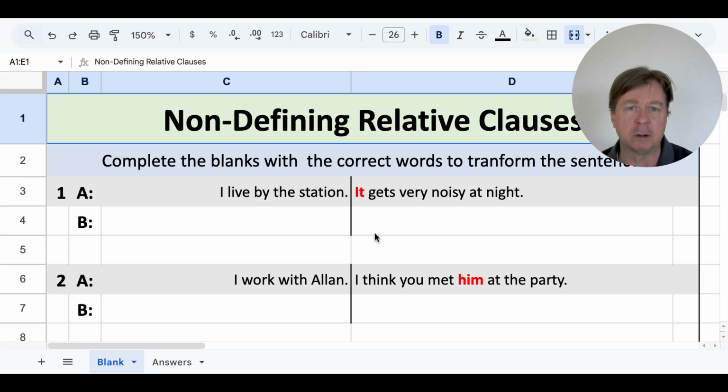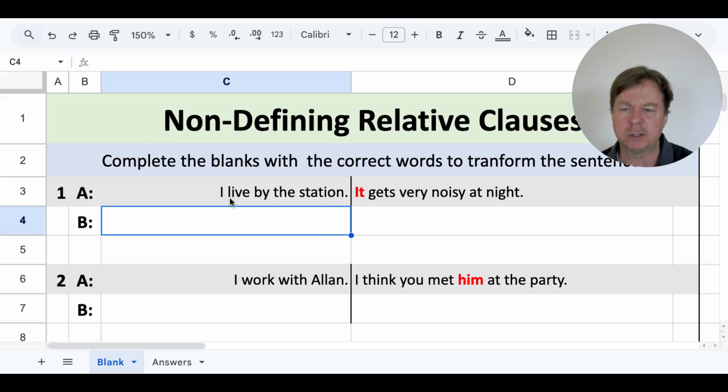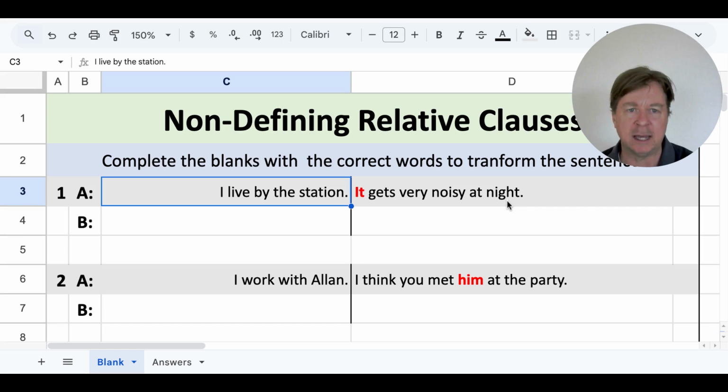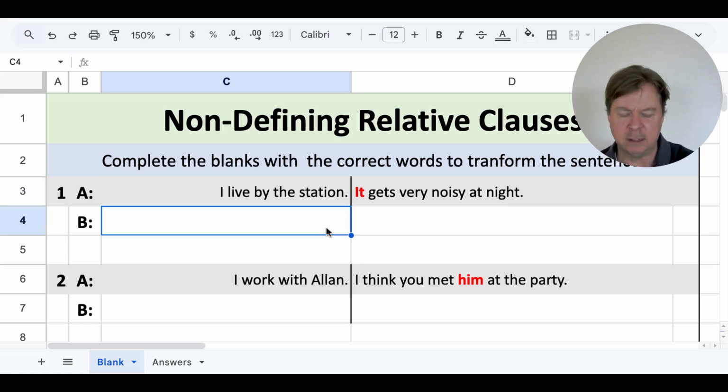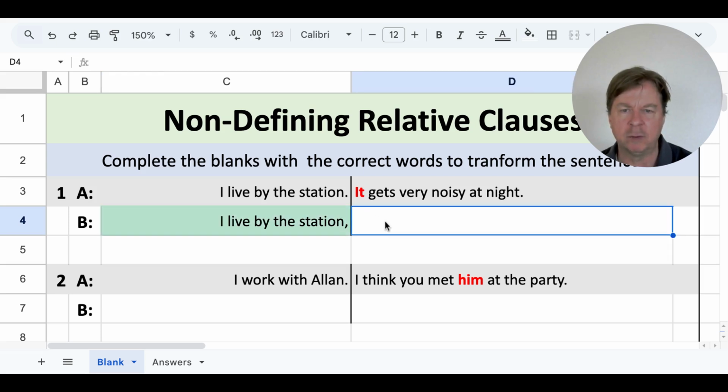So let's see if we can figure out the puzzle. So let's look at this first sentence. I live by the station. It gets very noisy at night. So if I type this in here, it's going to auto-populate. And the first thing I need to do, because I'm going to combine the two sentences, is I need to put a comma. So I'm going to change the period to a comma. And then voila, I get the green light. It's correct. Now I have to change the subject pronoun to a relative pronoun. And in this case, it's going to be which.